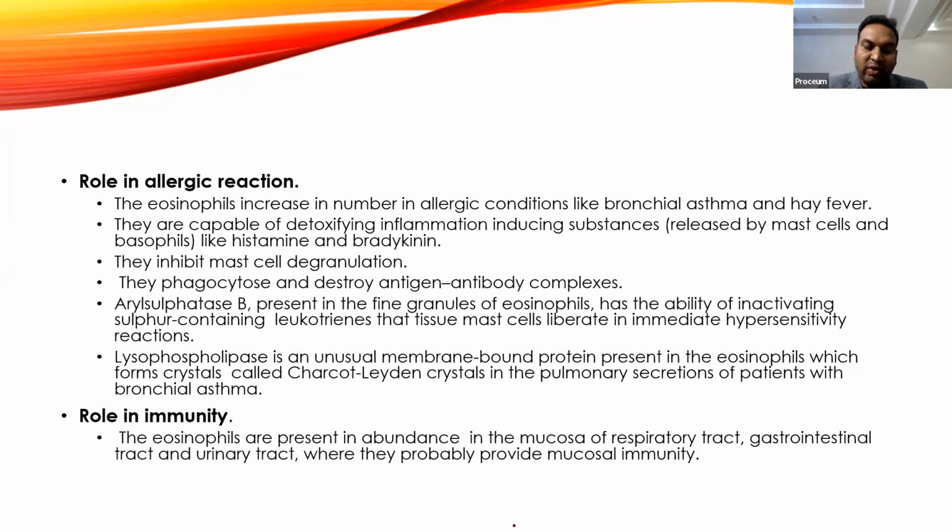Then it also contains lysophospholipase, and they usually start accumulating in the eosinophils, and they form a crystal-like structure that is called Charcot-Leyden crystal, which is one of the diagnostic features of bronchial asthma. Then it also provides mucosal immunity to the body. So you will see that there is an increased number of eosinophils in the mucosal membranes like the GI tract or respiratory tract or urinary tract, and they provide local immunity, and that is also called mucosal immunity.